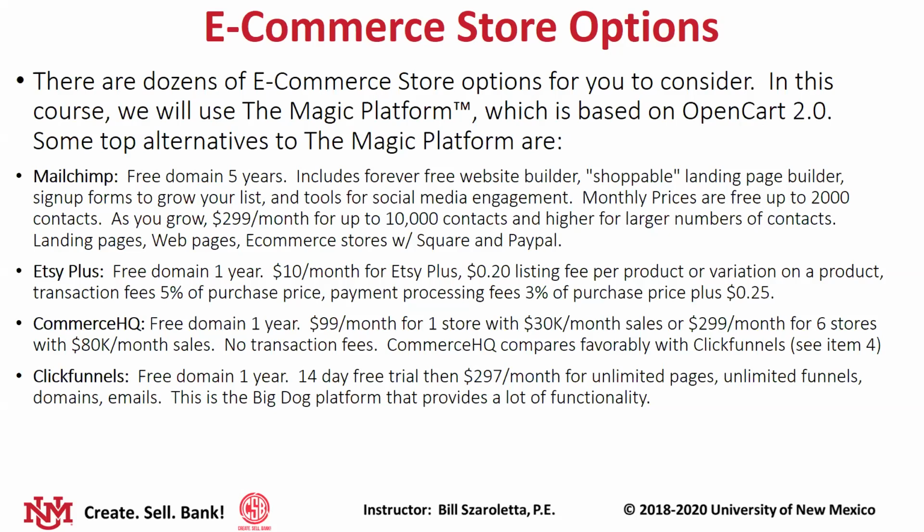Now, there are dozens of e-commerce store options for you to consider. In this course, as I've said before, we're going to use the Magic platform based on OpenCart 2.0. Some of the top alternatives are MailChimp, where you can get a free domain for 5 years, and a free website builder, and you can build shoppable landing pages, sign up forms to help you grow your list, tools for social media management, and it's free up to 2,000 contacts or 2,000 subscribers. But as you grow, you have to pay more money.